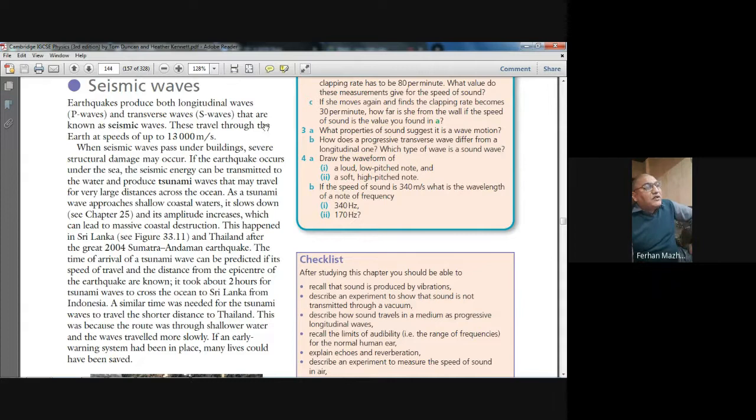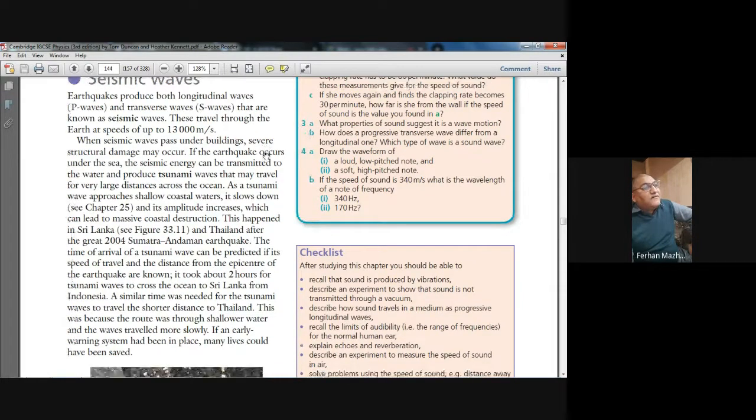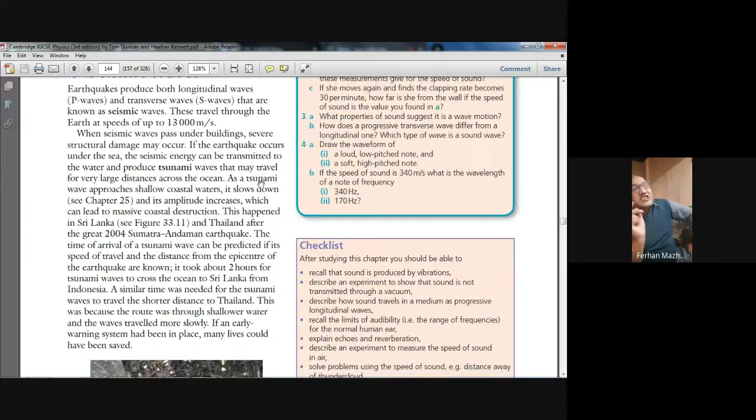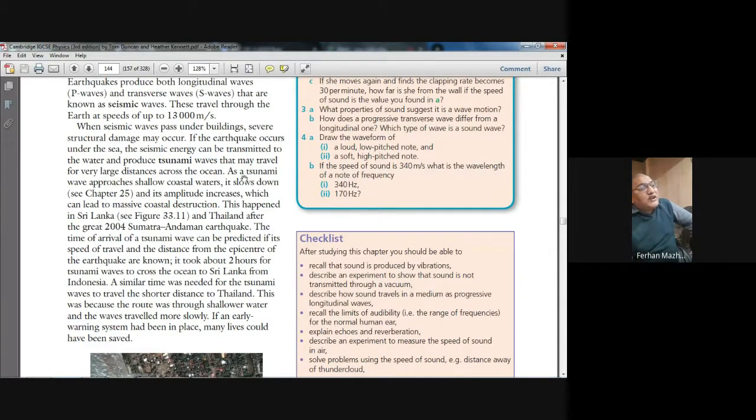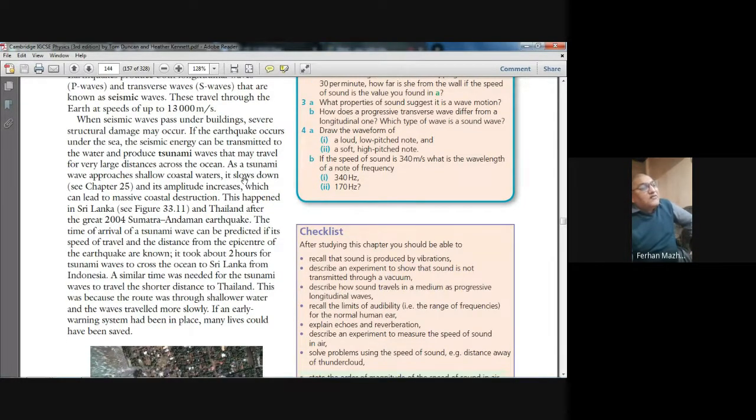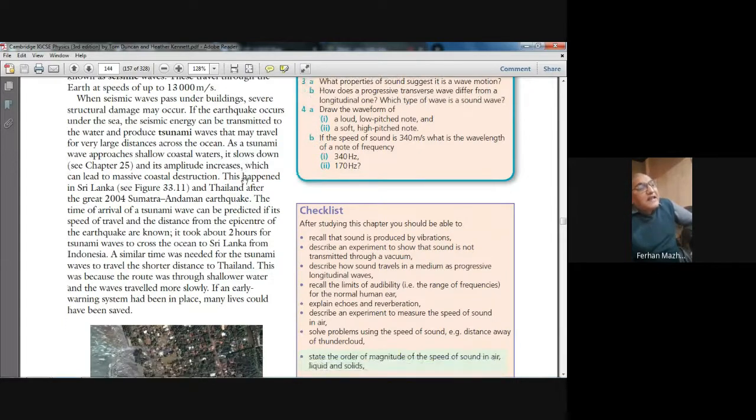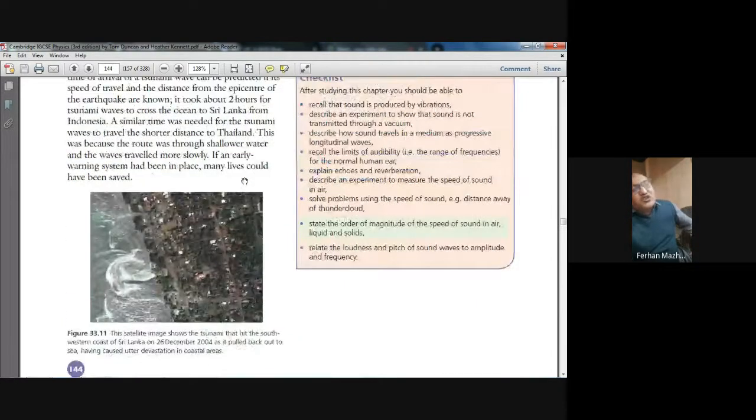The time of arrival of the tsunami wave can be predicted if its speed of travel and the distance from the epicenter of the earthquake are known. It took about 2 hours for tsunami waves to cross the ocean to Sri Lanka from Indonesia. A similar time was needed for the tsunami waves to travel the shorter distance to Thailand. This was because the route was through shallower water and the waves traveled more slowly. If an early warning system had been in place, many lives could have been saved. So you just need to read this article.